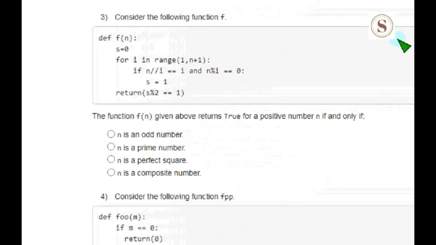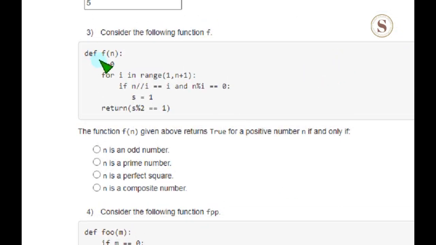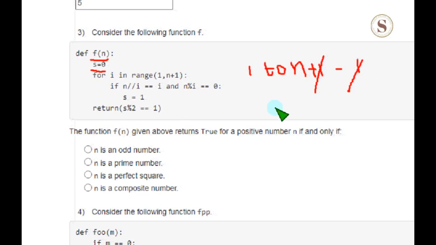For the third question, the function definition is given as f of n is equal to 0. Here range 1 comma n plus 1 means 1 to n plus 1 minus 1. So it reads from 1 to n, 1 to n.